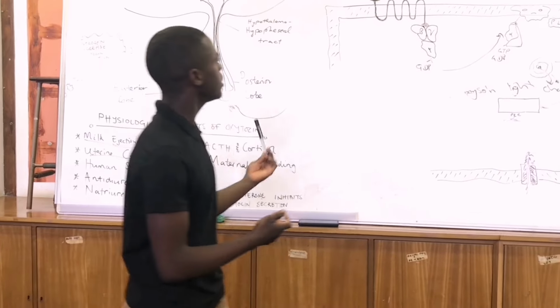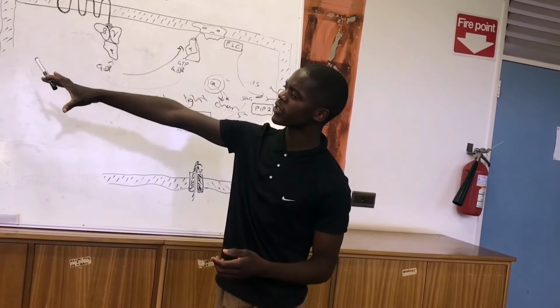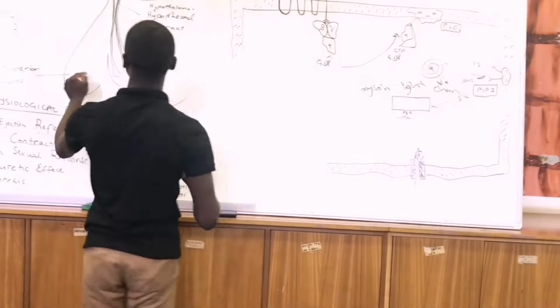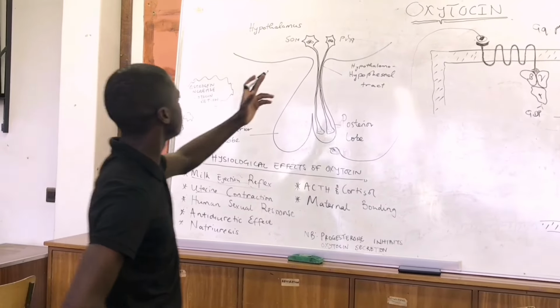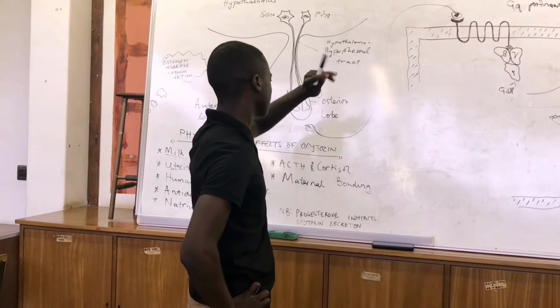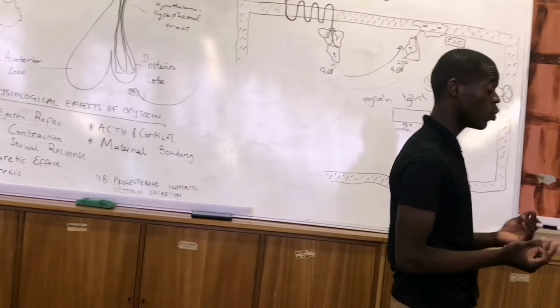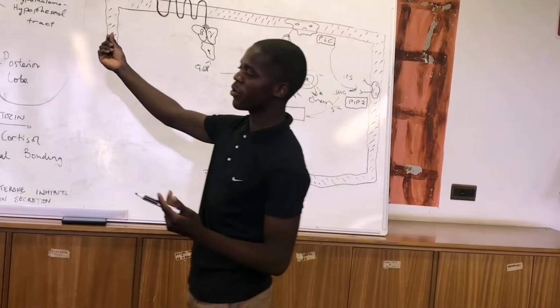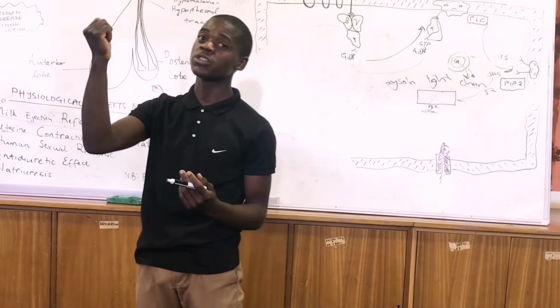So a question can arise. Why is it that all other hormones are secreted by the anterior lobe, but vasopressin and oxytocin are secreted by the hypothalamus? They are synthesized by the hypothalamus. Well, it's very simple. Because these two hormones take part in memory. Because they take part in memory, they have to be closer to the brain.